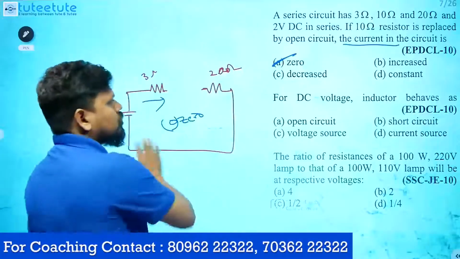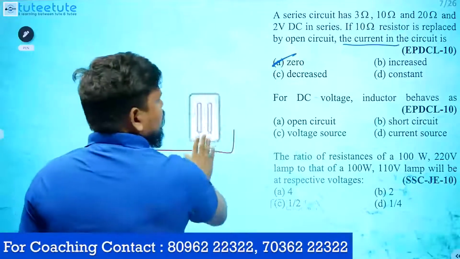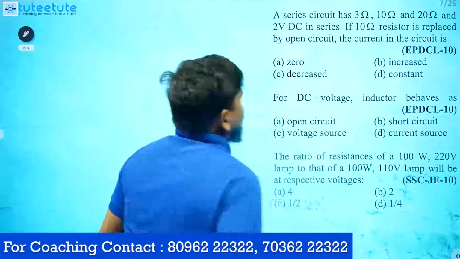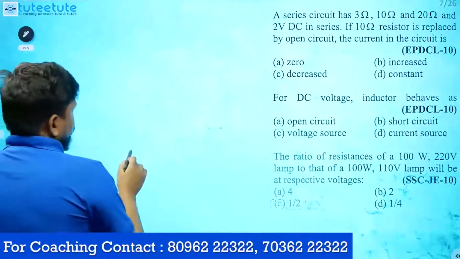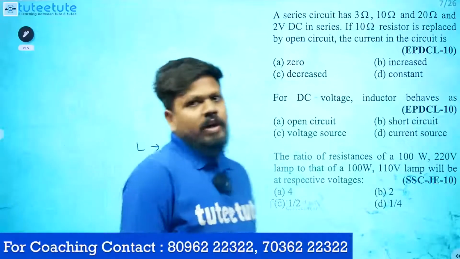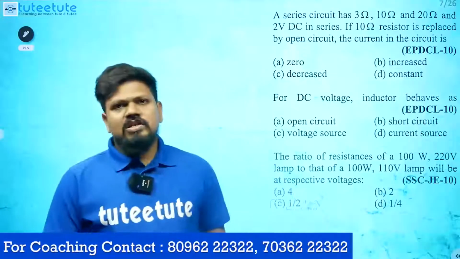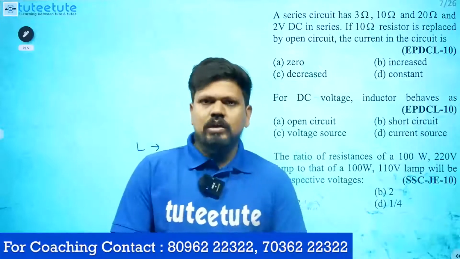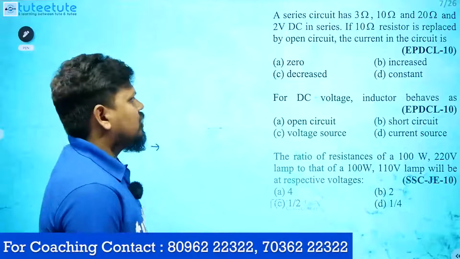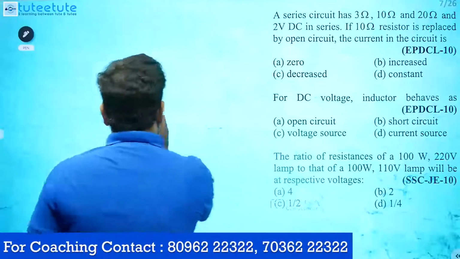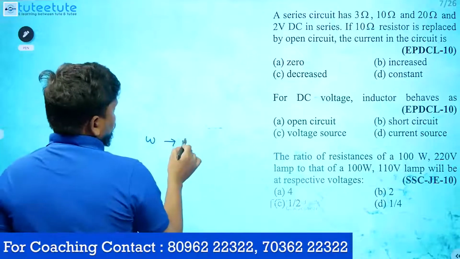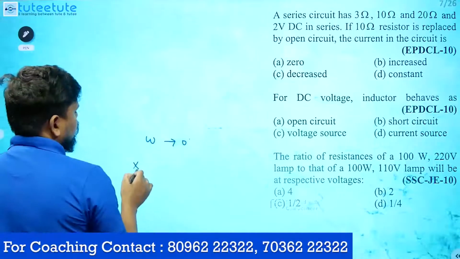Next question: for a DC voltage, the inductor behaves as, okay? Remember one thing, inductor doesn't want sudden change in current, capacitor doesn't want sudden change in voltage. So it won't respond immediately. For DC voltage, the frequency is equal to 0.